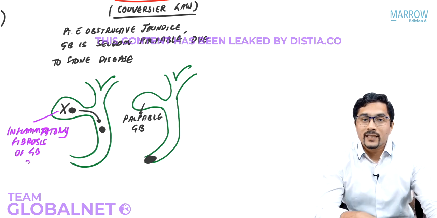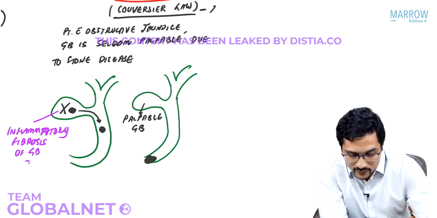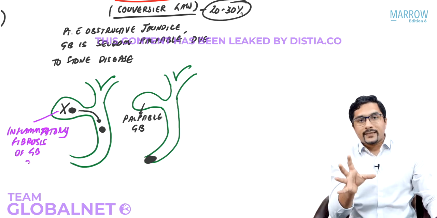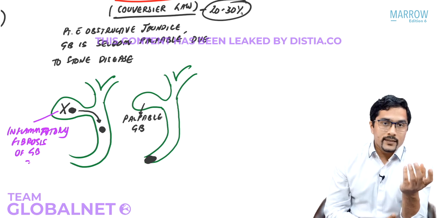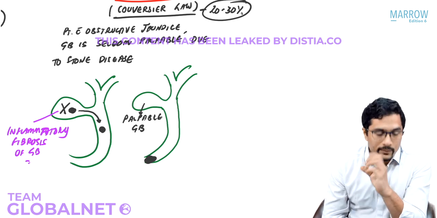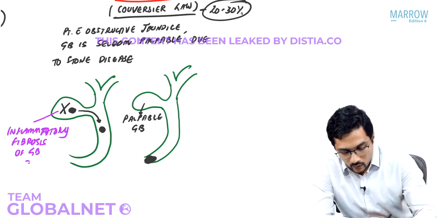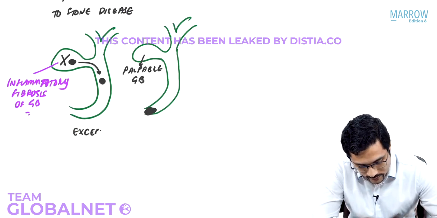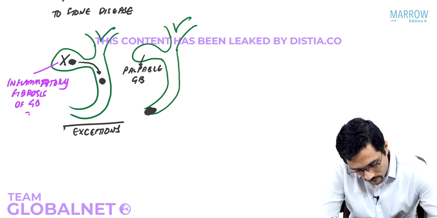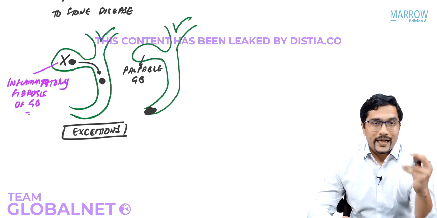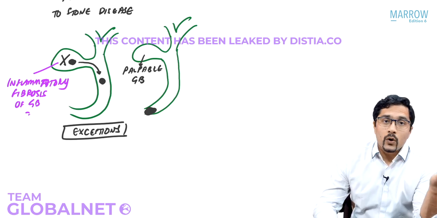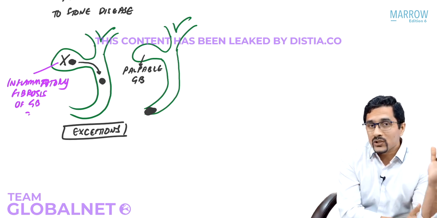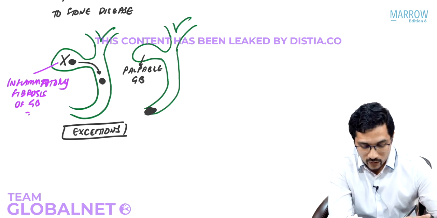That is Courvoisier's law. Courvoisier's law is only seen in 20 to 30% cases. Not all cases satisfy Courvoisier's law. You should also know the exceptions to Courvoisier's law. This is also an MCQ. Exceptions mean, when does stone disease cause palpable gallbladder?